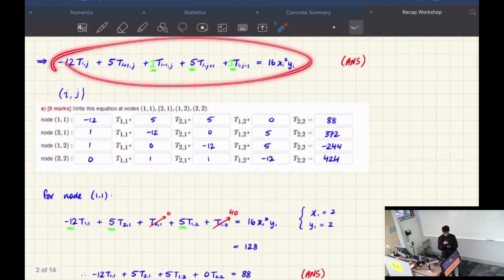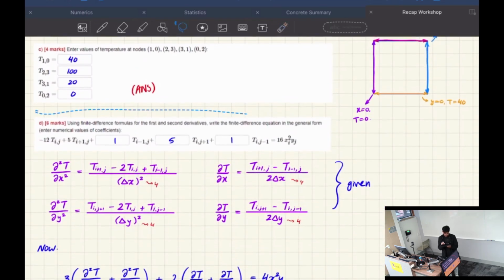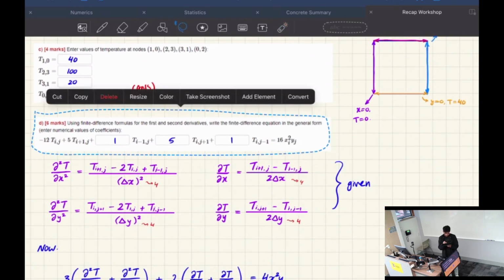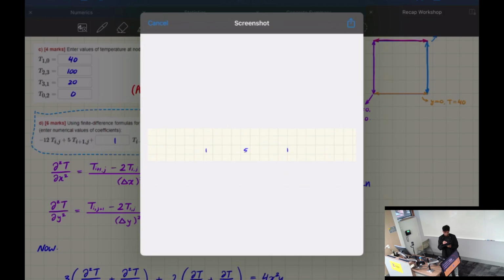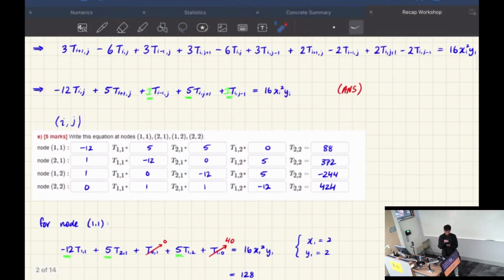substituting into this equation up here, we'll just use this equation over here. When we're substituting our 1, 1 up here, we get T of 1, 1, T of 2, 1, T of 0, 1, T of 1, 2, T of 1, 0, and 16 x1 squared yi.